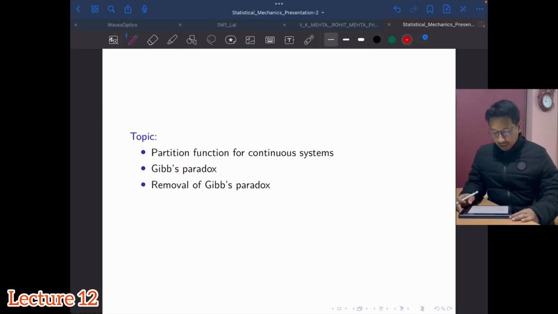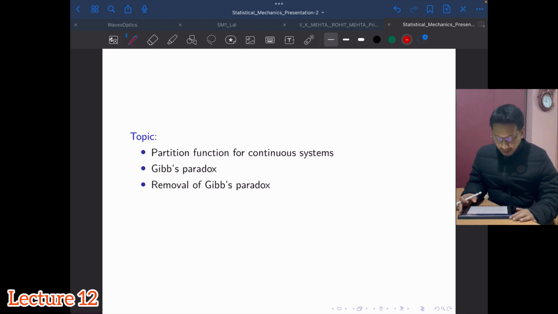Today in this lecture we will discuss the partition function for continuous systems, the Gibbs paradox, and how to remove that Gibbs paradox. In the previous few lectures we have been talking about the partition function, for which we had an expression, and how the partition function is related to other thermodynamic quantities of the system.